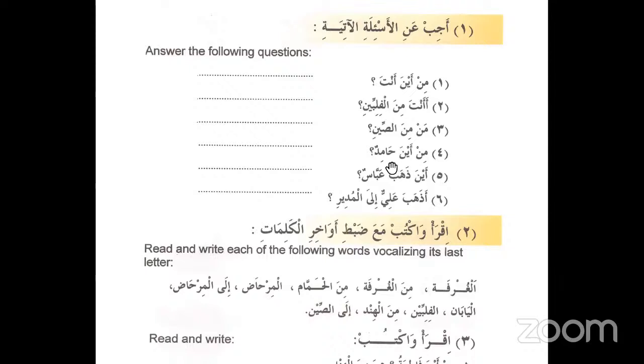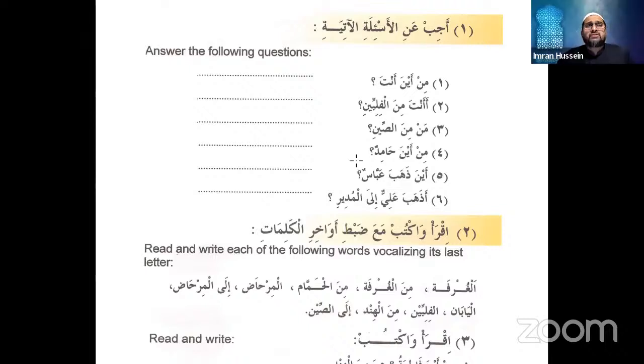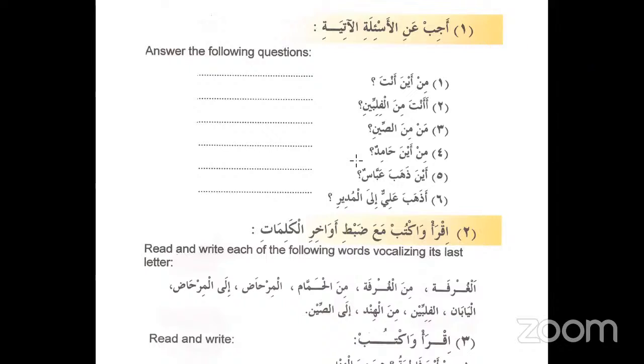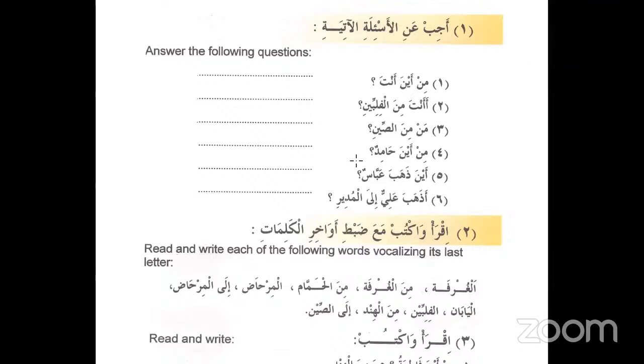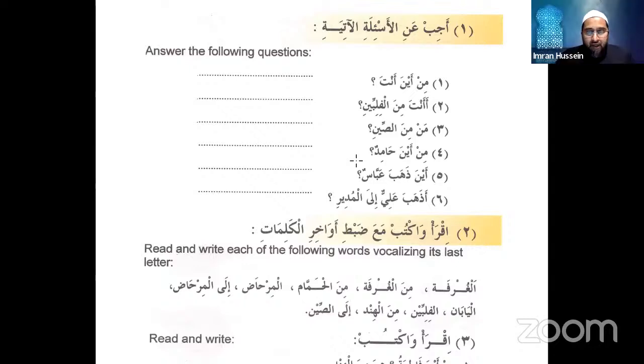Min ayna Hamid? Where is Hamid from? Hamid is from Iraq. Not "Anta", Hamid is "Huwa". You can say Huwa minal Iraqi. Huwa minal Iraqi. Correct. Sister Melia, number 5.